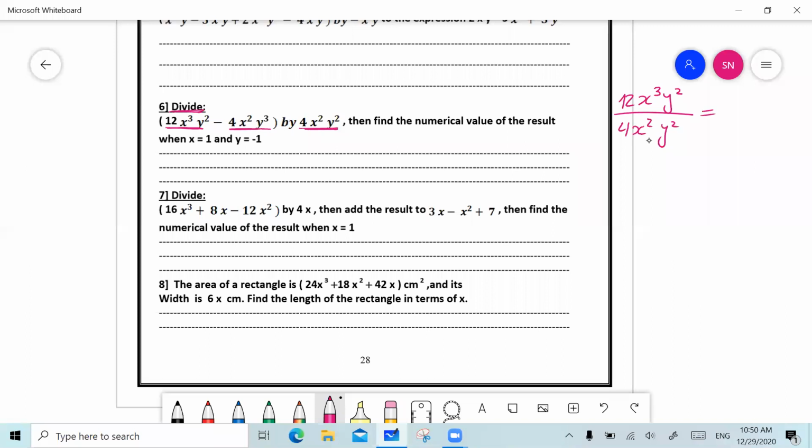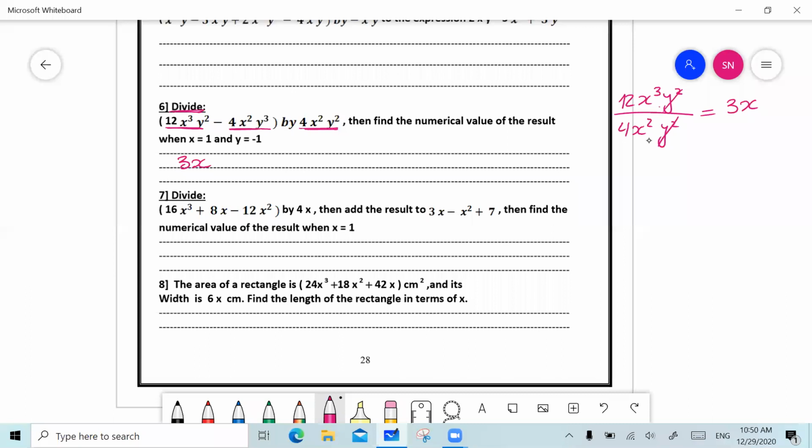Divide the coefficients, 12 divided by 4, this is equal to 3. X to the power of 3 divided by x to the power of 2, this is x. Y to the power of 2 divided by y to the power of 2, so they are canceled together. So the first term I will have here is 3x.